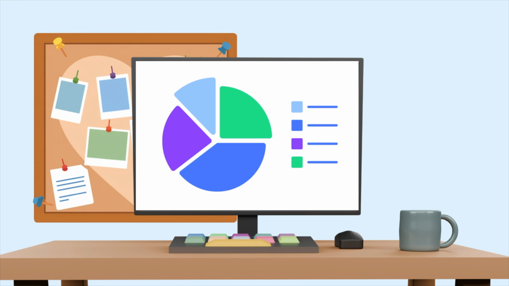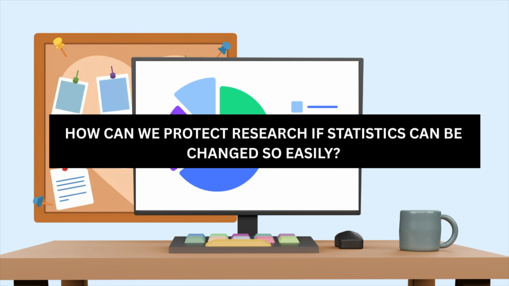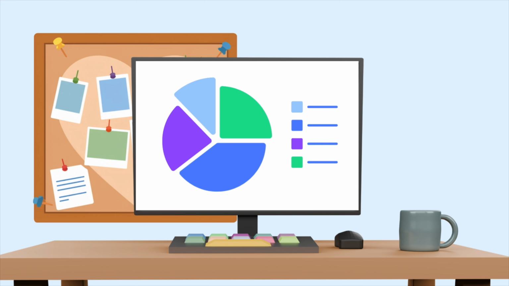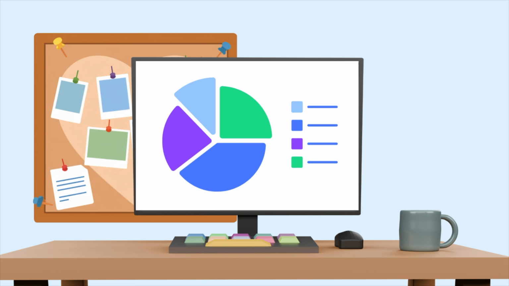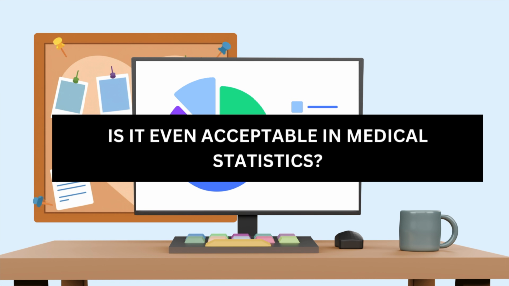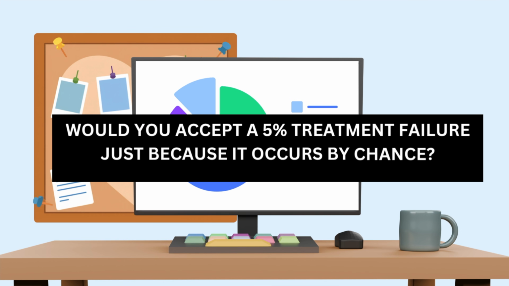When studies are repeated, the results often change. The replication crisis makes us ask, how can we protect research if statistics can be changed so easily? Furthermore, should a p-value below 0.05 be the golden standard? Or is it even acceptable in medical statistics? Would you accept a 5% treatment failure just because it occurs by chance?